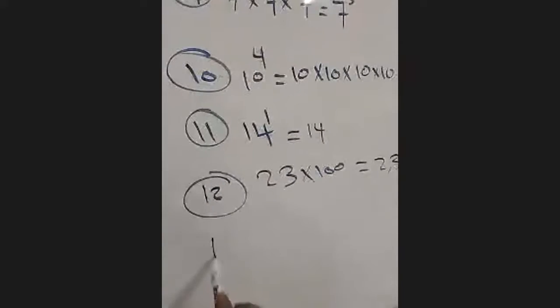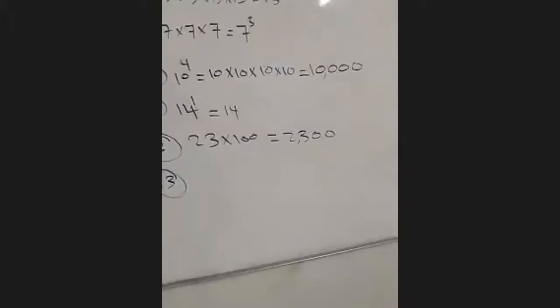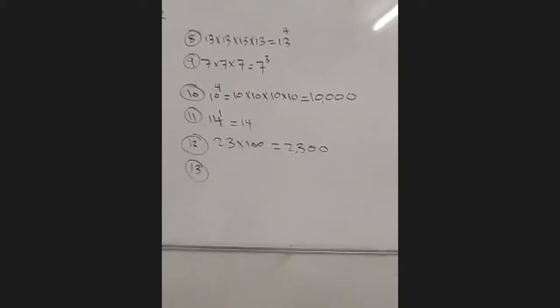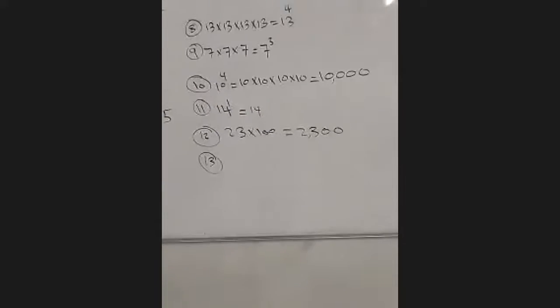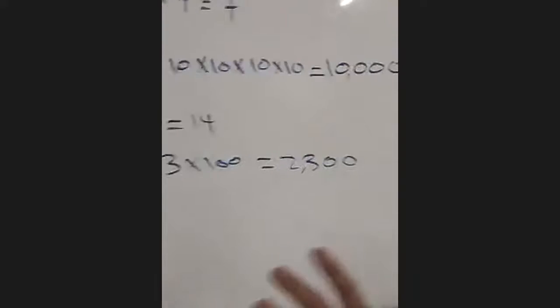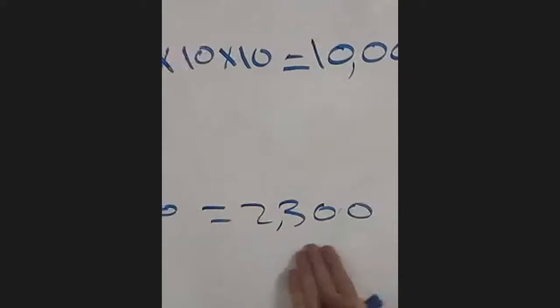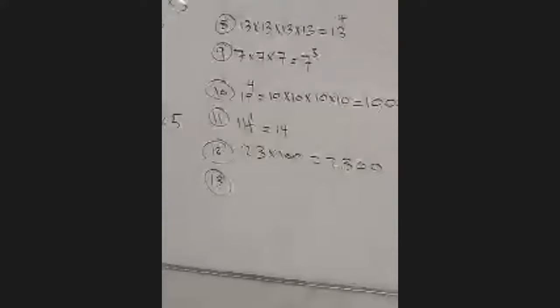Question 13. I want you guys in this level to read in the normal way. This is hundreds, this is thousands, 2000s, and the 300. This is how we read the numbers now. Later on, when you get older, you can use what you want. Question 13 now.